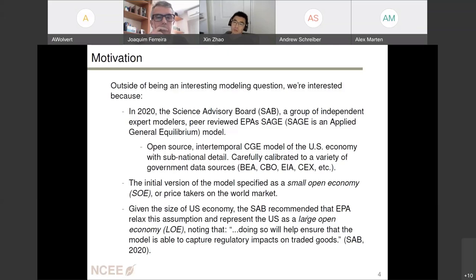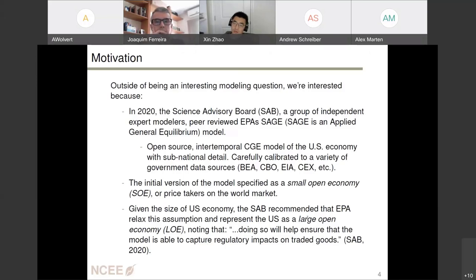It's a model we've spent quite a bit of time developing, primarily to be used in studying environmental regulation, and it is carefully calibrated to a variety of government data sources. The initial version of the model that was reviewed by the SAB was specified as a small open economy.